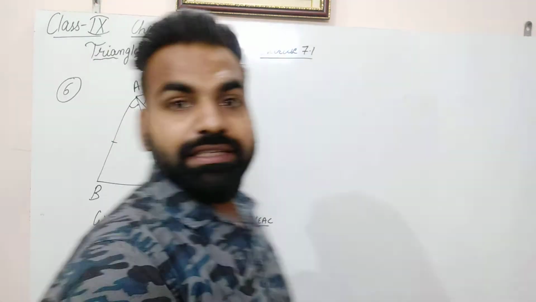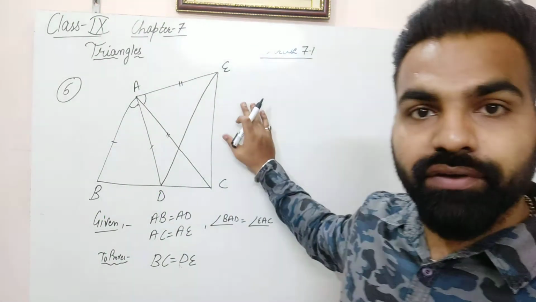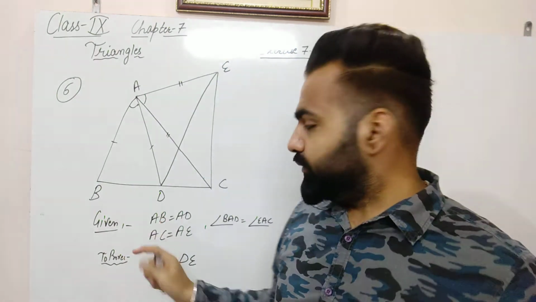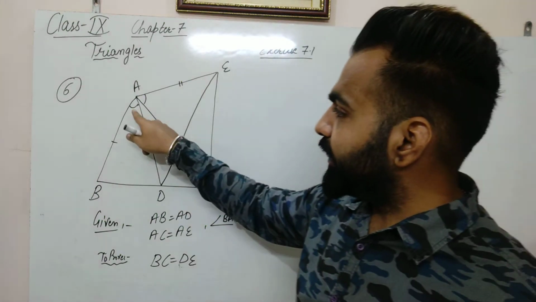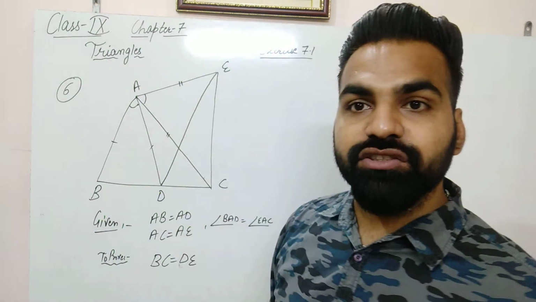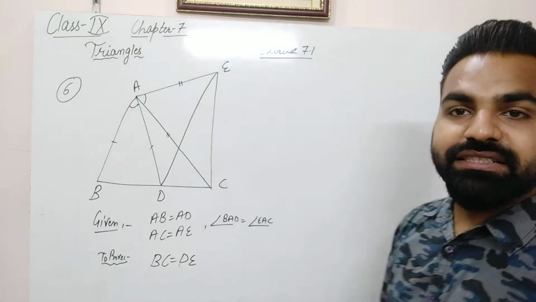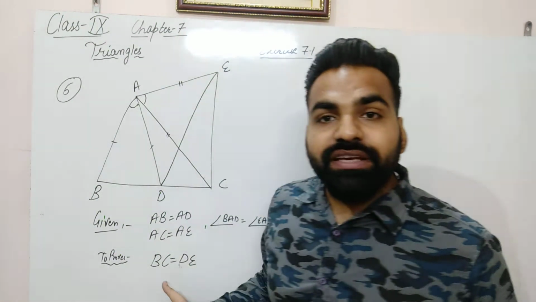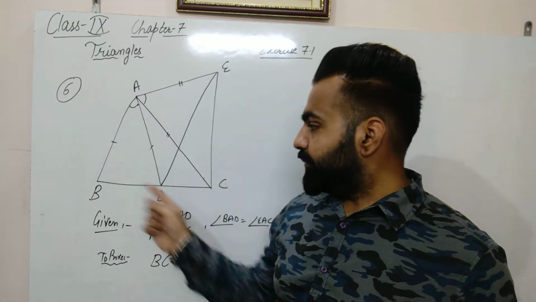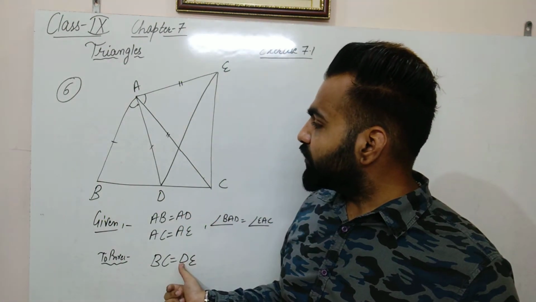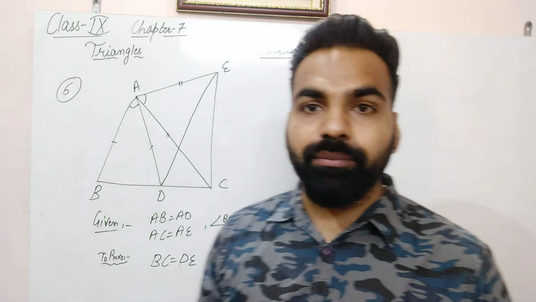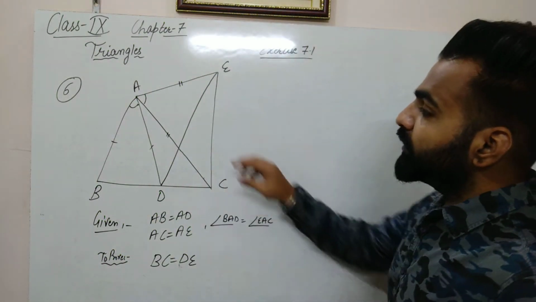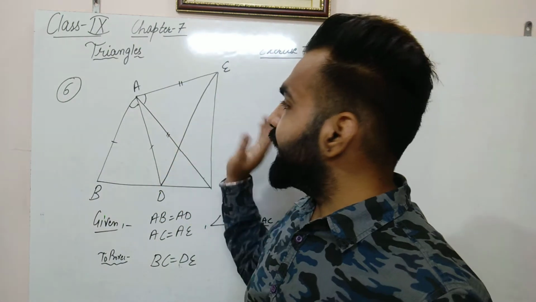Now see question number 6 here. The figure is given. AB is equal to AD, AC is equal to AE, and angle BAD is equal to angle EAC. These two angles are equal. We have to prove that BC is equal to DE. So we can see that BC is part of triangle ABC and DE is part of triangle ADE. So if we prove these two triangles congruent, then we can prove BC equal to DE by CPCT. So we will prove triangle ABC and triangle ADE congruent.